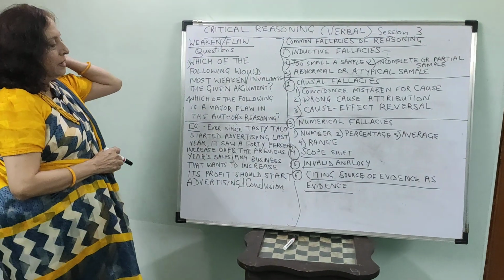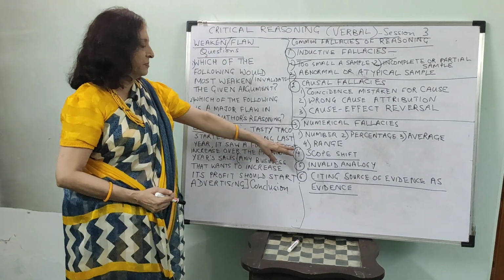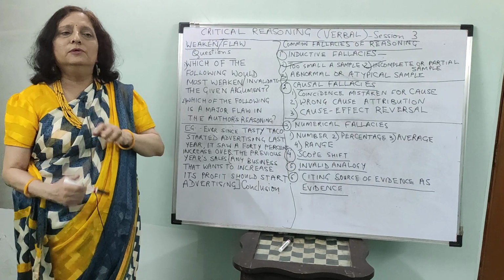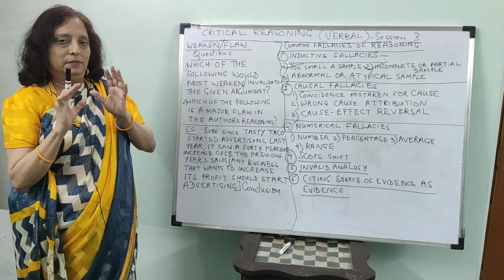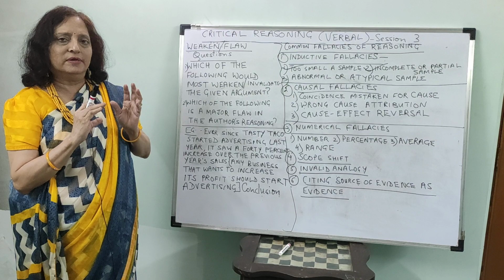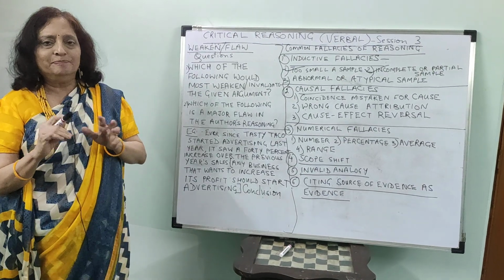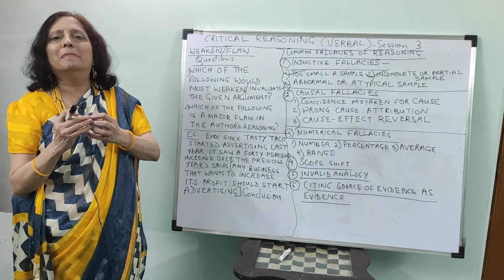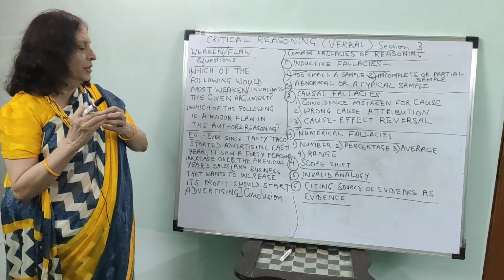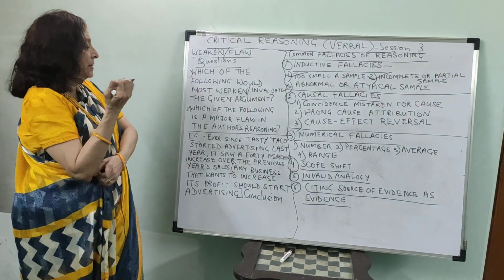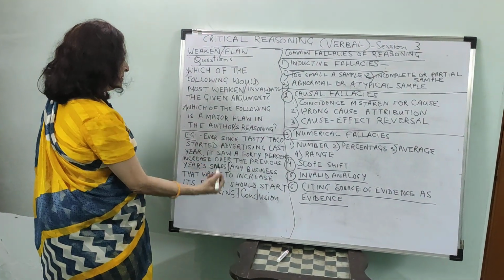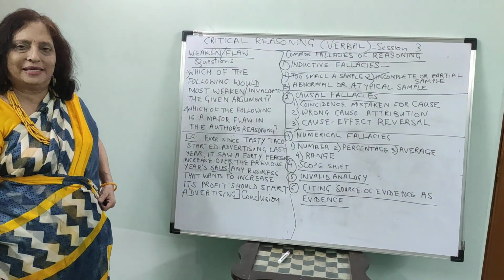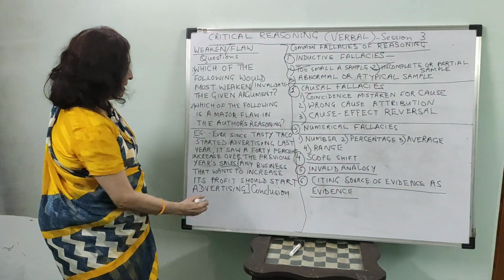We have after that a scope shift. Scope shift is a very cunning kind of fallacy. You have to read the conclusion very carefully and the evidence very carefully to see whether the evidence given is for the conclusion, whether the two terms match, the two concepts match or not. Now here you will see that in the argument he is giving sales, and increase in sales is given as evidence, but in the conclusion he has said profit.